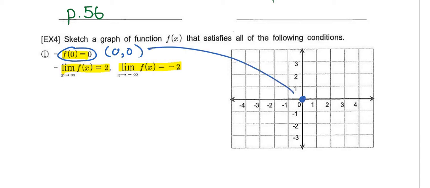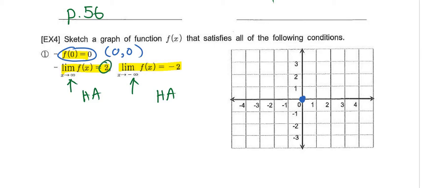And then let's go ahead and look at the two limit statements. When x is going to infinity or negative infinity, you should be thinking about horizontal asymptotes. So you have a horizontal asymptote of 2 when you go all the way to the right. So I will go ahead and just put a dashed line here, because as I go to positive infinity, I guess the graph is leveling off at a height of 2.